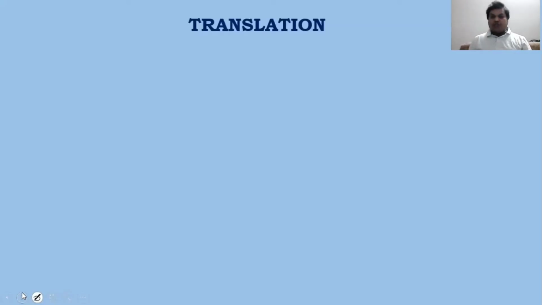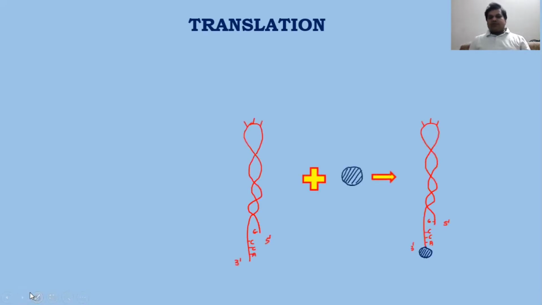Translation is the process of formation of protein from mRNA. Now remember, we have already learned about transcription, which was the formation of mRNA from DNA. So translation is a combined, complex process which takes place in the cytoplasm.